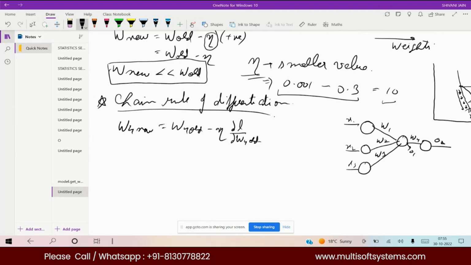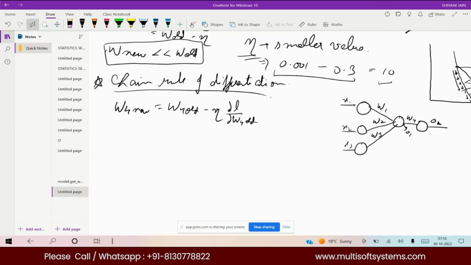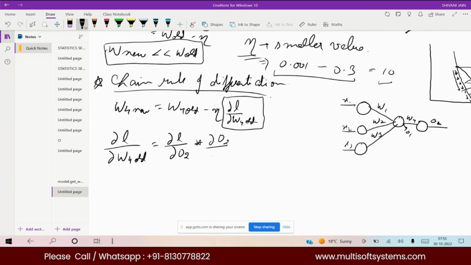The chain rule of differentiation says that to calculate this, derivative of loss divided by derivative of W4 old equals derivative of loss divided by derivative of O2, multiplied by derivative of O2 divided by derivative of W4. You want to calculate this slope. The loss is dependent on O2, the output coming from here, and O2 is dependent on W4.